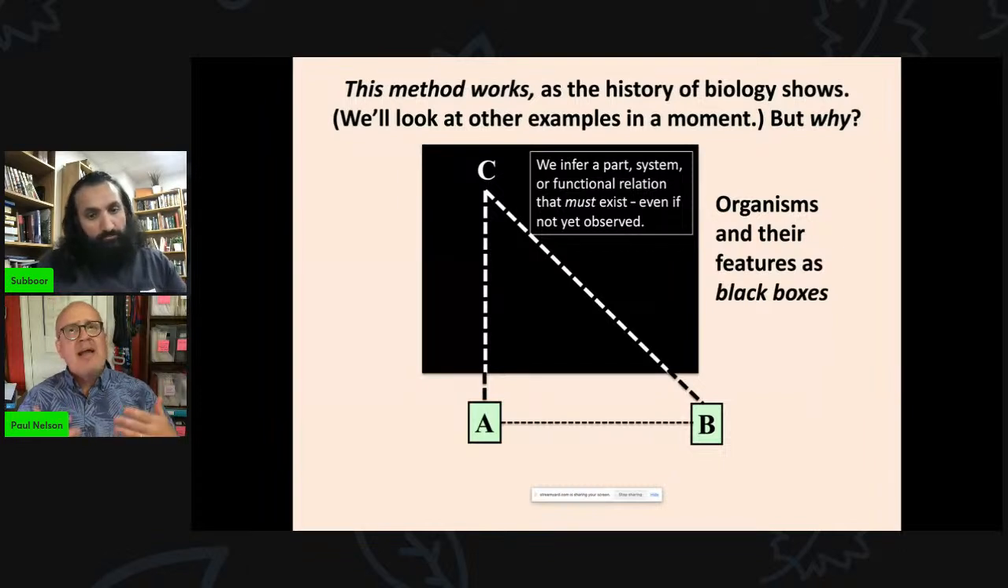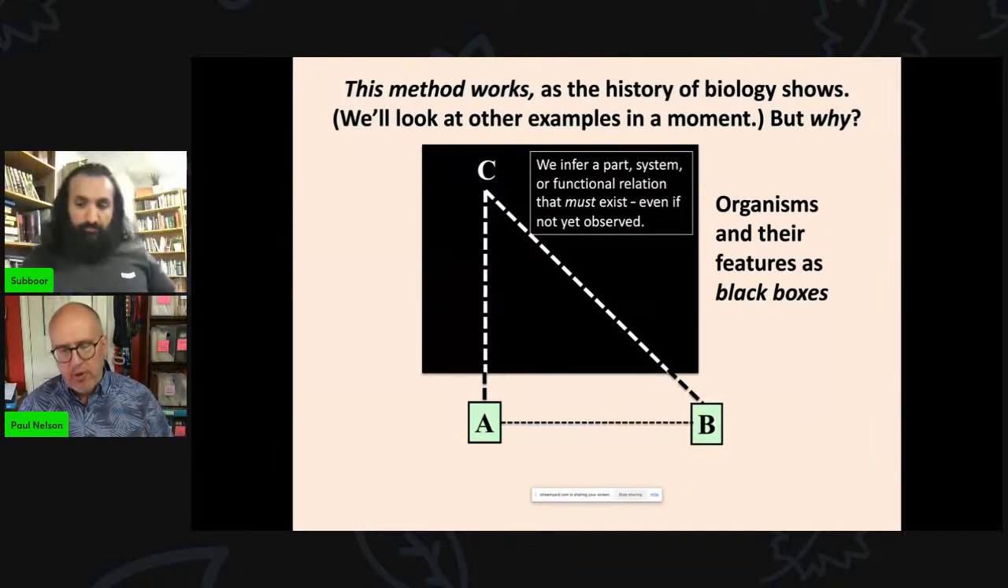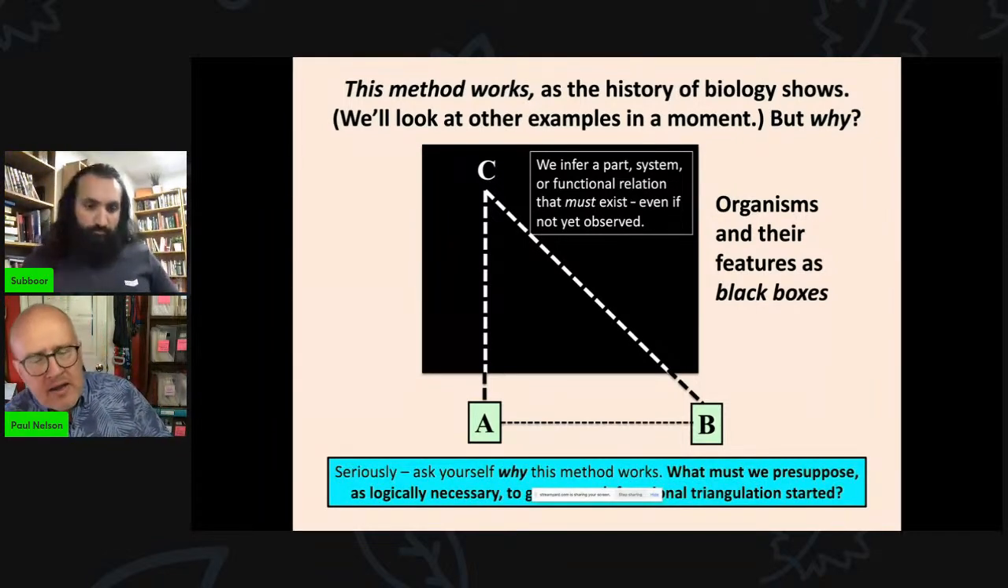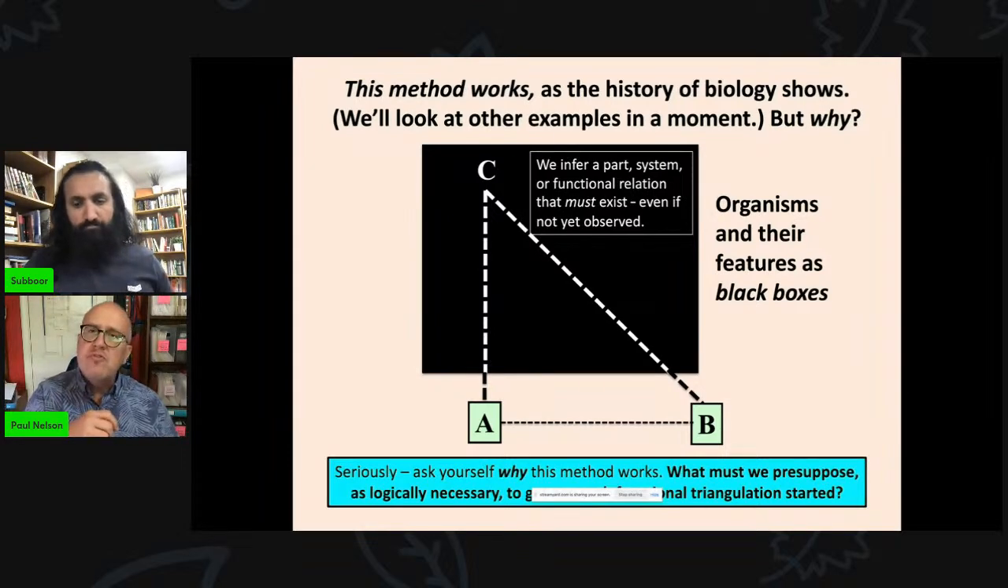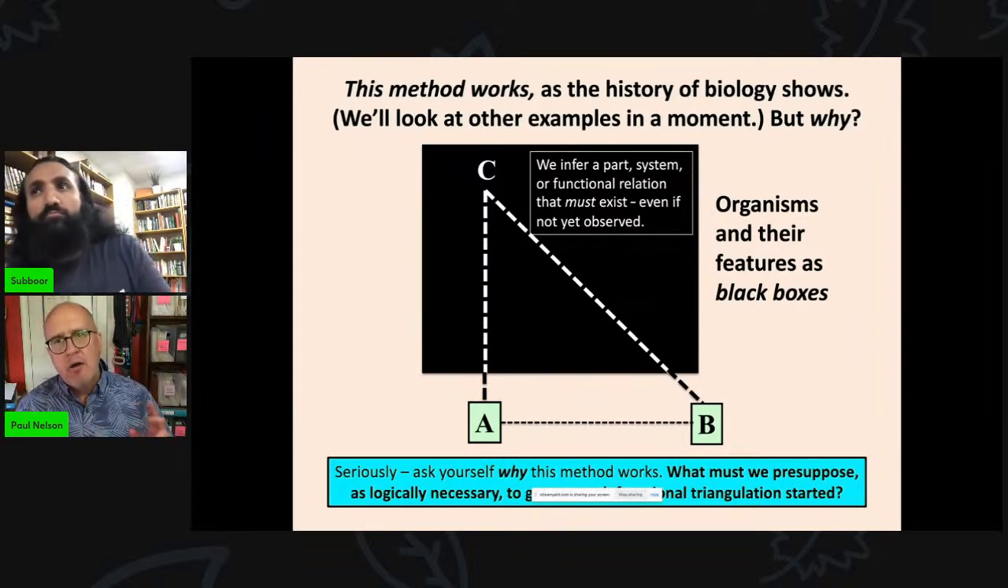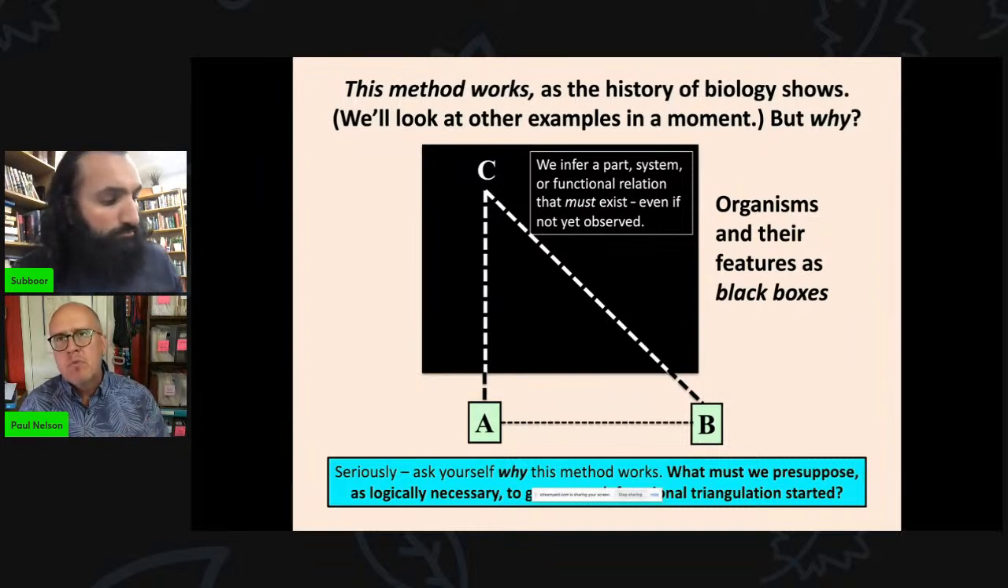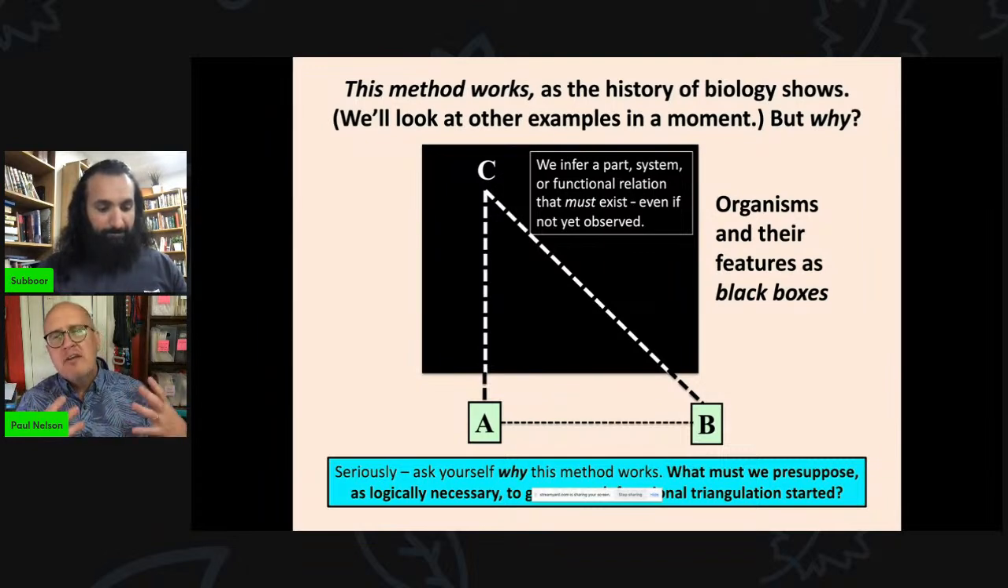In other words, step back and let yourself reflect on the logical structure of what's going on here. I guess you could put it this way. How do you know that this works? Or what must you presuppose to get this mode of reasoning up and running? What's necessary to get this started? I'll answer that question in a few minutes, but begin to think about that. What do I have to presuppose to make this kind of top-down inference?